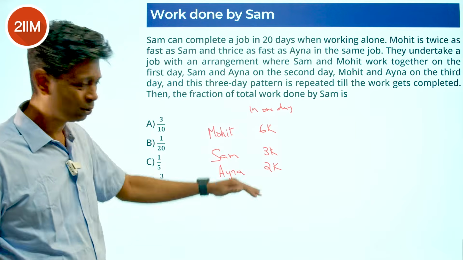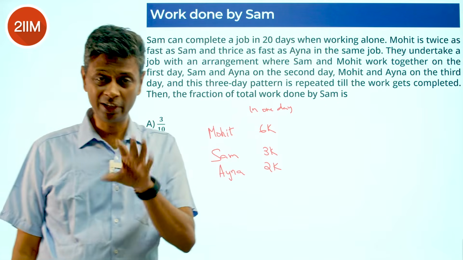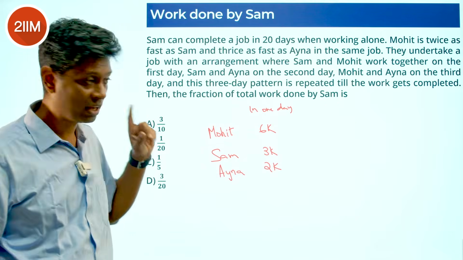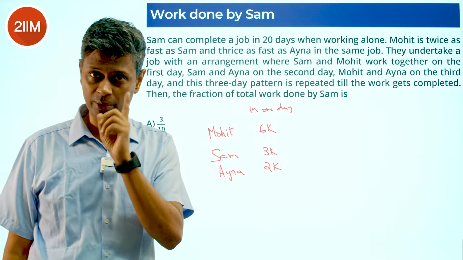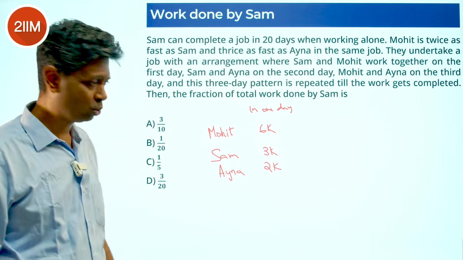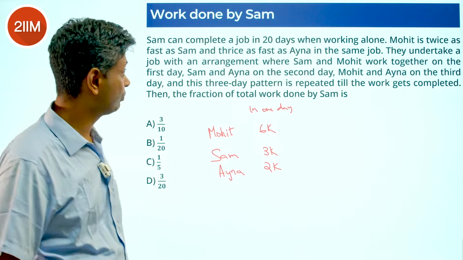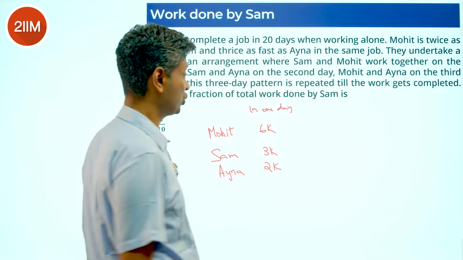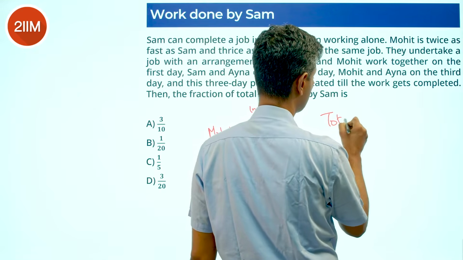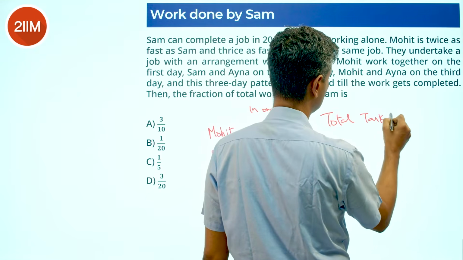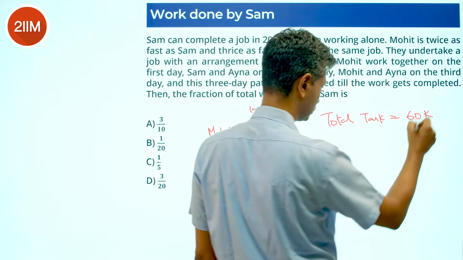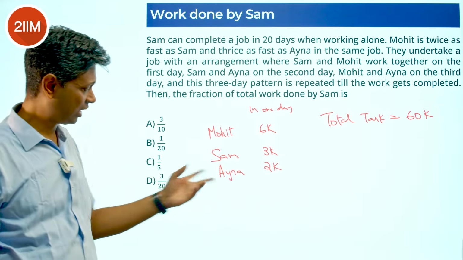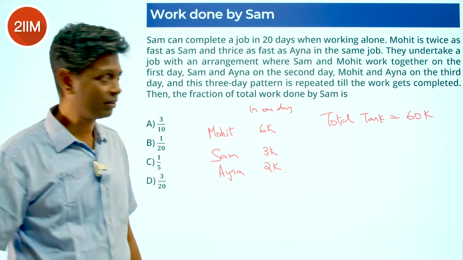I'm looking for a number that's a multiple of 2 and 3. 6 works. Right? So the amount of task that can be done by Mohit in one day, if it were 6k, then Sam can do 3k, Aina can do 2k. Sam can complete the job in 20 days. So 3k into 20 is 60k. Then total task is equal to 60k. Mohit can do it in 10 days, Aina can do it in 30 days.